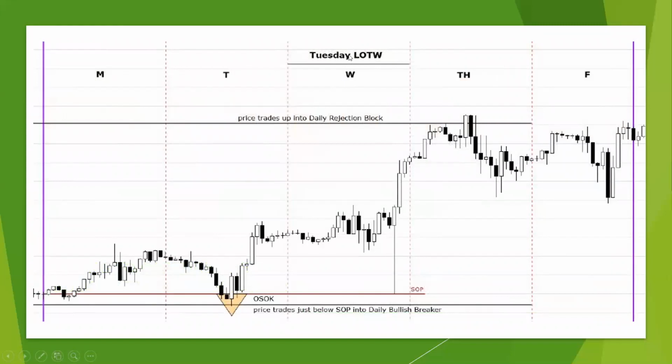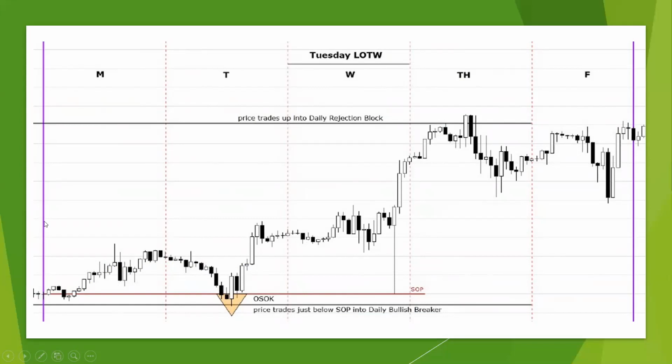This is an example of Tuesday low of the week. All of my charts in here will be the euro, just for context. Purple lines delineate the beginning and the end of the week, and these are the session breaks for each day. I have Monday, Tuesday, Wednesday, Thursday, and Friday delineated. So this would be an example of Tuesday low of the week.